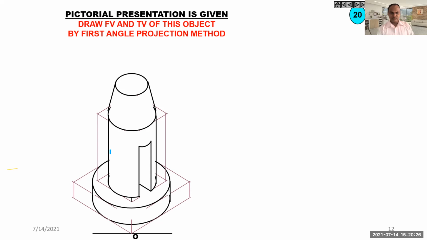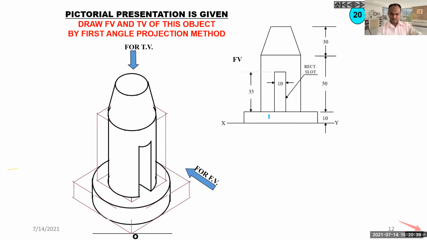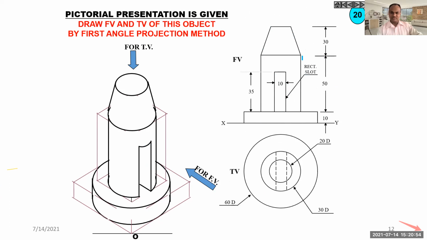This one: draw the front view and top view of the object. Now front view from the side, and top view. So in front view, you will see a circular portion, but it will appear as a rectangular portion. Then again, a circle, it will be seen as a rectangle. This slot will be seen as a small rectangle. This tapering part is shown here, and your diagram is complete.